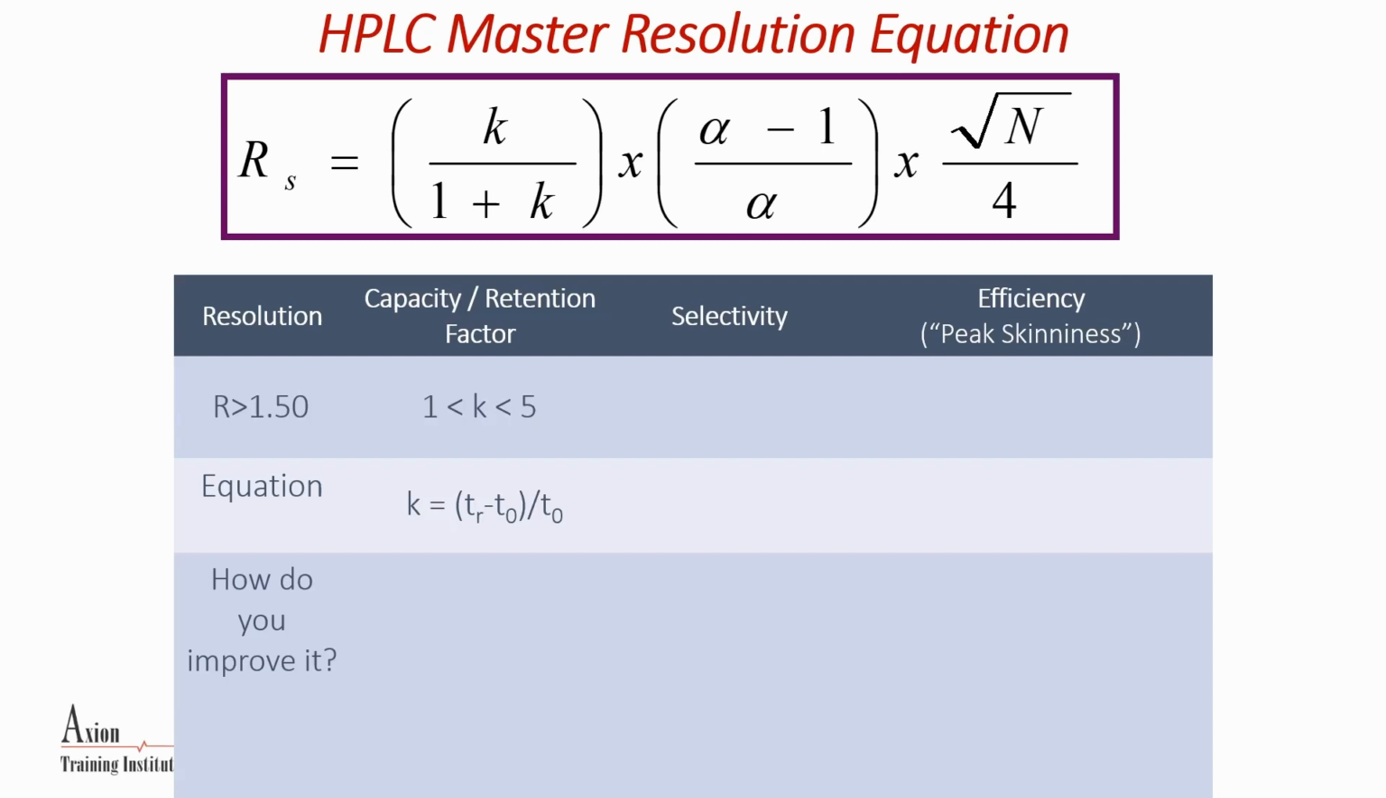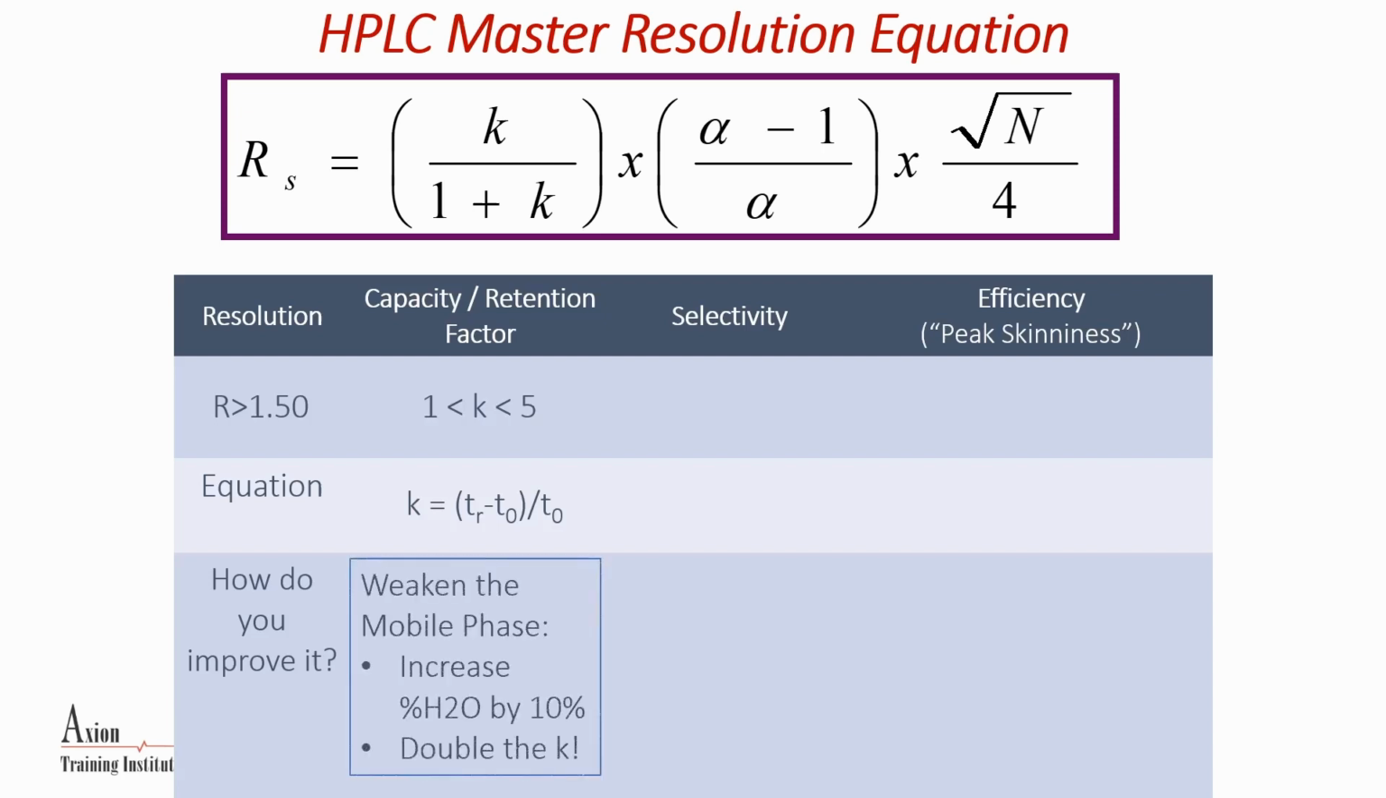So before we choose a good stationary phase, first we have to start using the stationary phase, and that means make the mobile phase weaker. In HPLC, since most of us are doing reverse phase, that means adding more water to the mobile phase. We go in 10% increments. 10% more water will roughly double your capacity factor. So we have good control of the first term, capacity factor, simply by playing with solvent strength.